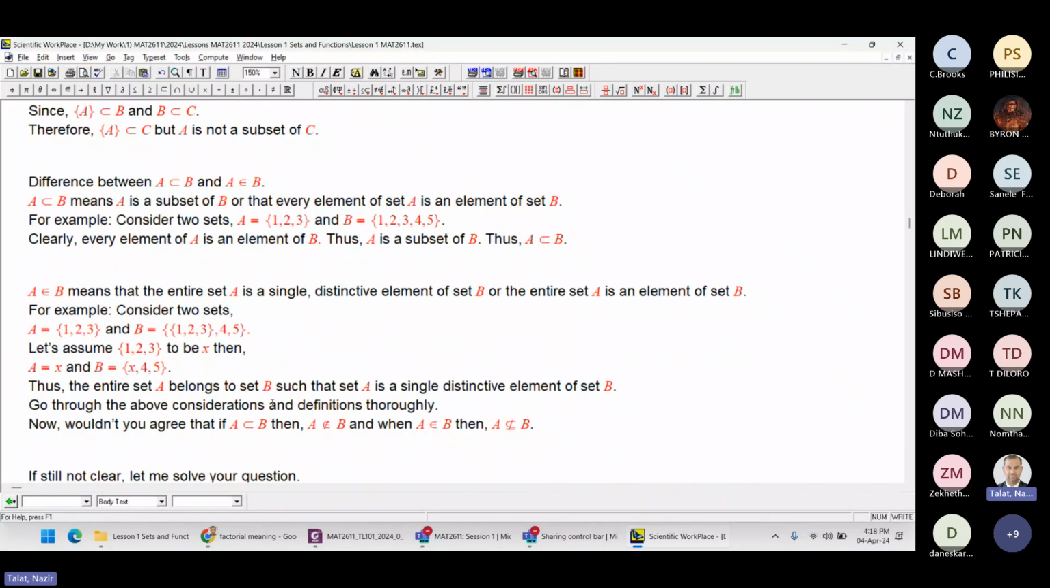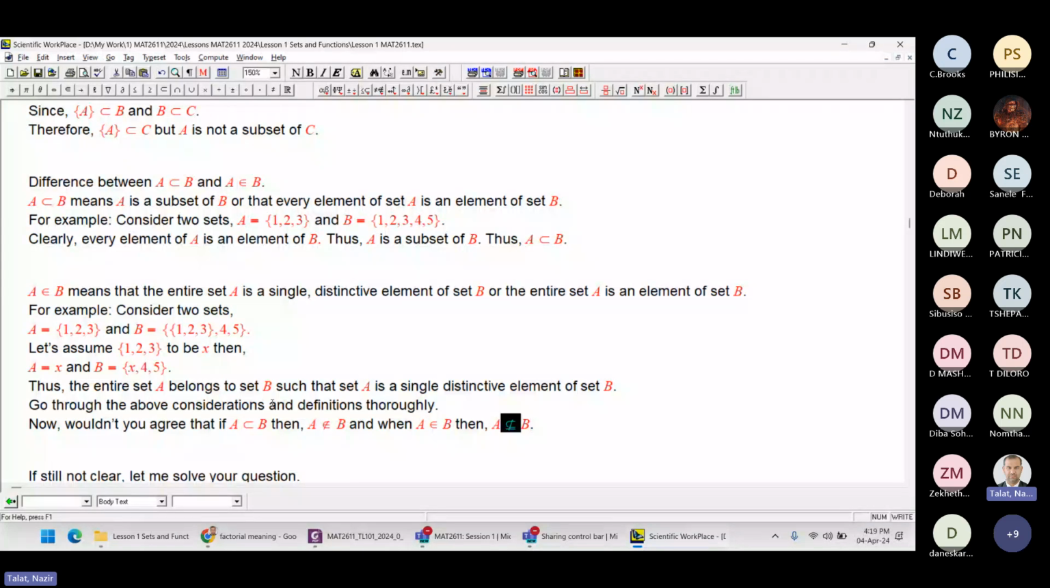There are several other notations. We agree that if A is a proper subset of B, then A does not belong to B. And when A is not an element of B, then A is not a subset of B. These are the relations, and one can verify this result, which will always hold. And it is important to see when an element belongs to a set, and when an element is a subset of a set or not.